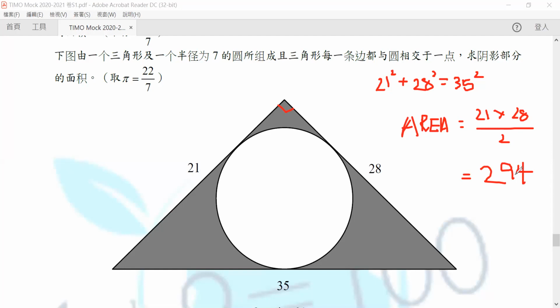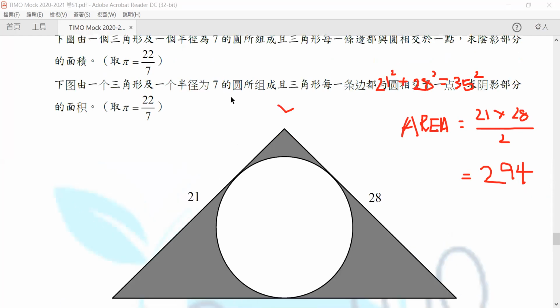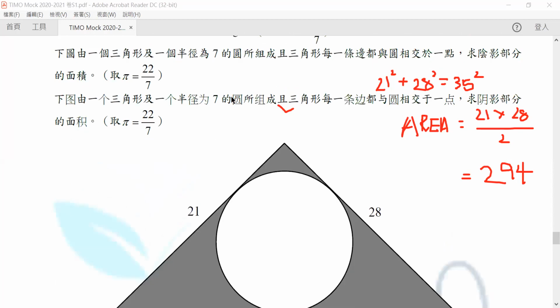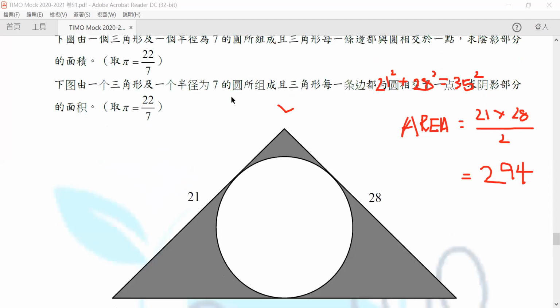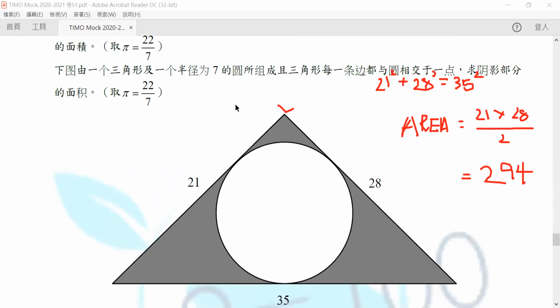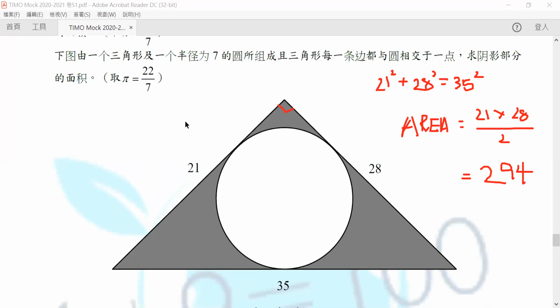Okay. Now, why will we calculate this area? Of course, because we want to calculate the area of the shaded region, right? I'm sorry, I cannot scroll to the English question, because if I scroll there, then I cannot see the graph. So bear with me. Let's listen to my speaking.